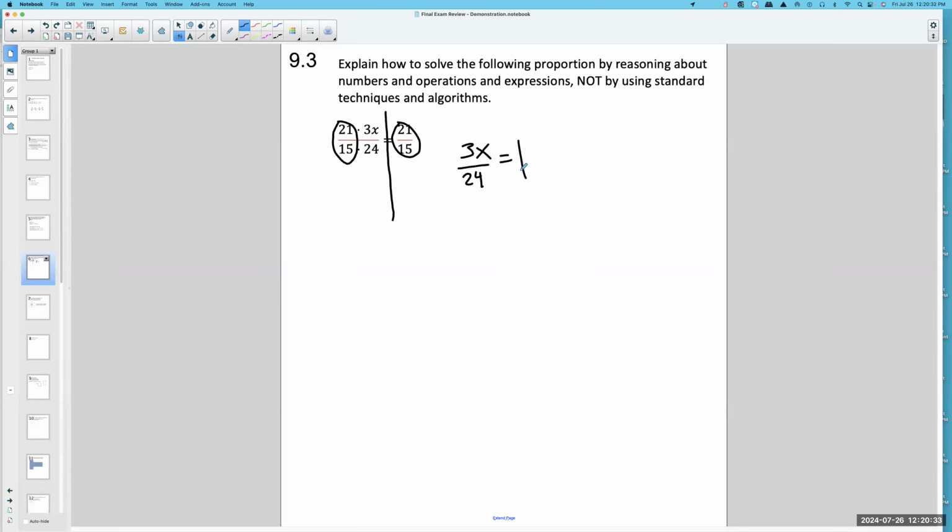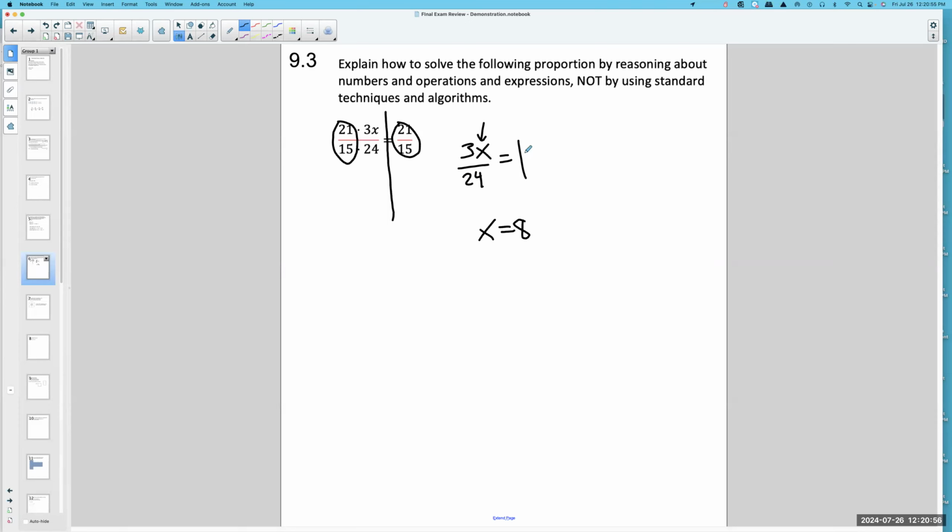So if I look at this, I'm not even looking at the 21/15 now. I'm not cross multiplying. All I want to know is, what would I have to put in for x so that 3 times that would give me 24, so they would cancel out and give me 1? Well, if x was 8, 3 times 8 is 24. 24 over 24 is 1.